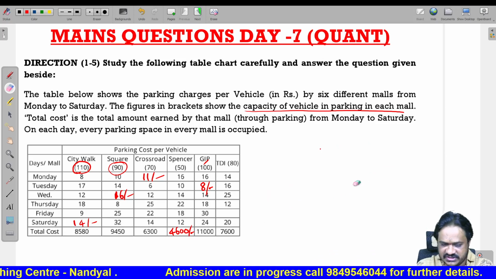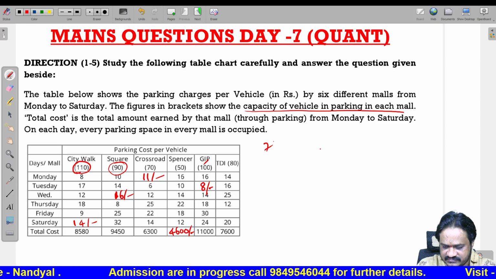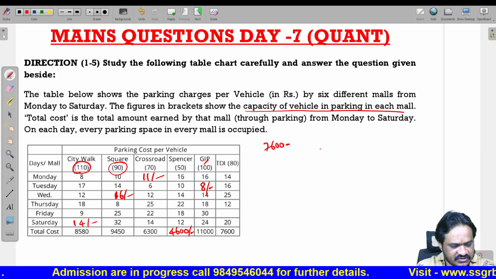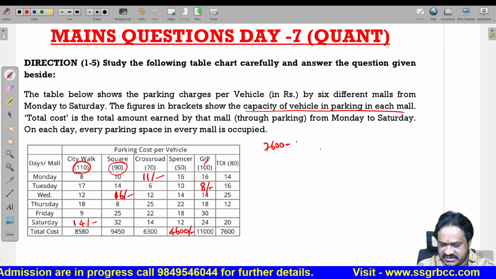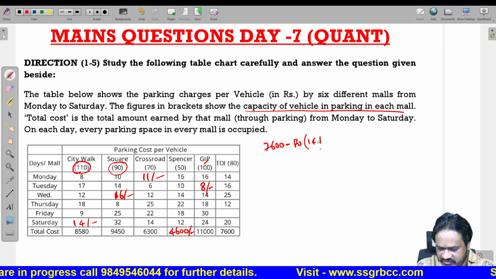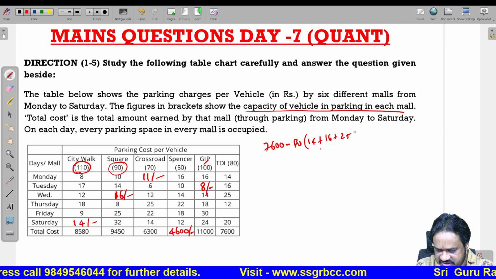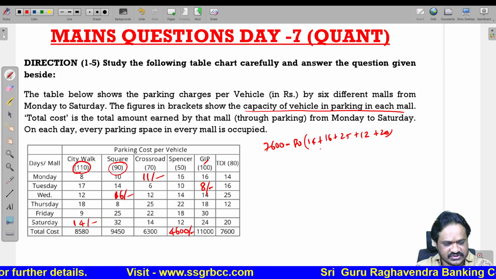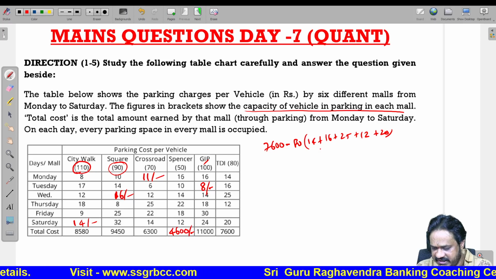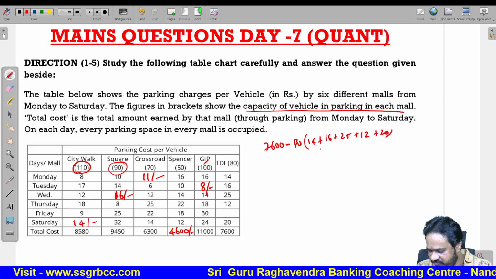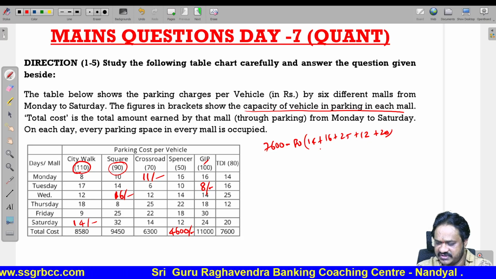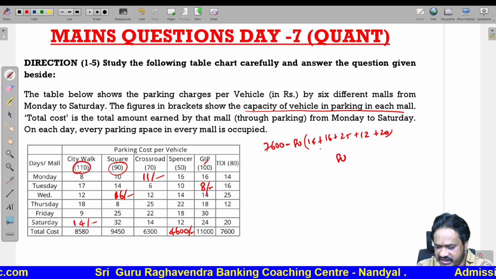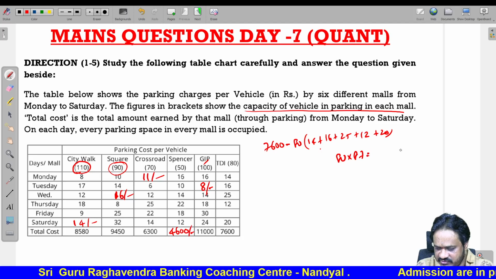Same, 7,600 minus 80 into 14 plus 16 plus 25 plus 12 plus 20. So if you do this total, 30, then 45, 65, 77, 87. So 80 into 87.